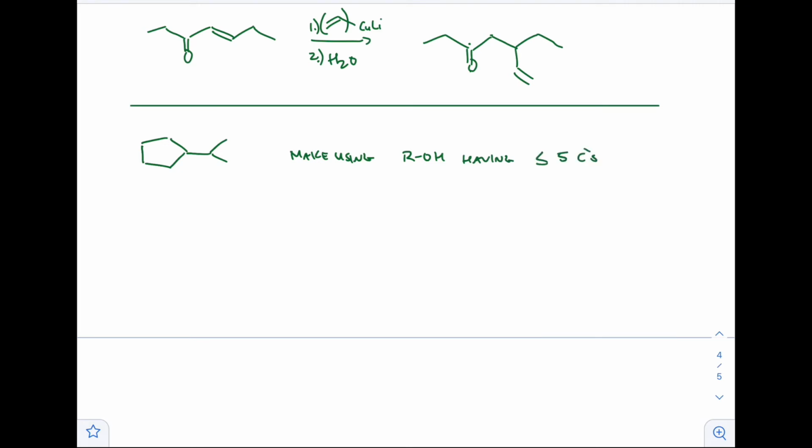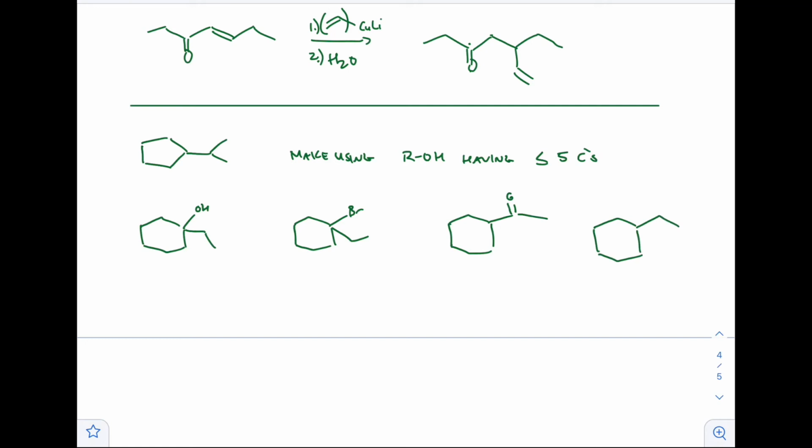We're going to do a couple more. So we want to make this using alcohols having less than or equal to 5 carbons. Okay, so anywhere between 5 or less. We also want to make a bunch of these cyclohexane derivatives using cyclohexanol and ethanol. Okay, other than that, I like these types of questions because it's free range. You can do whatever you want.